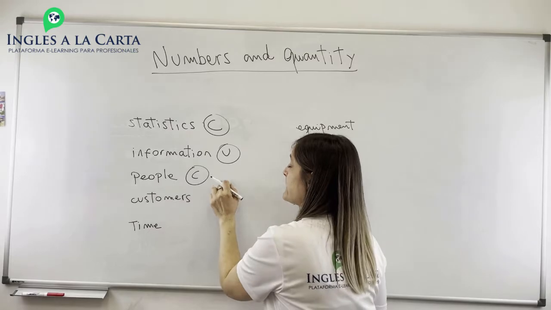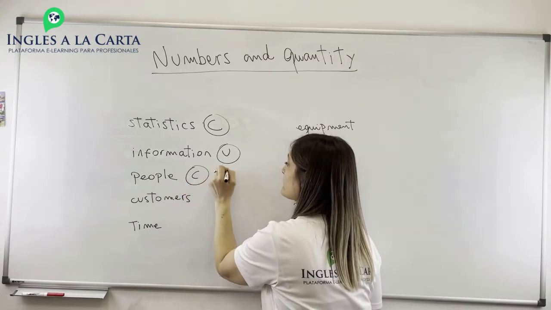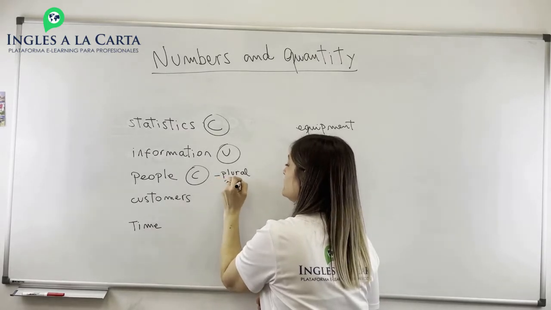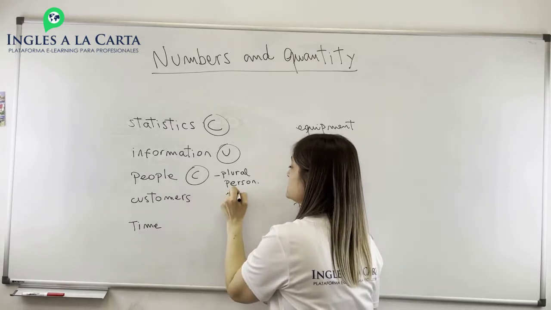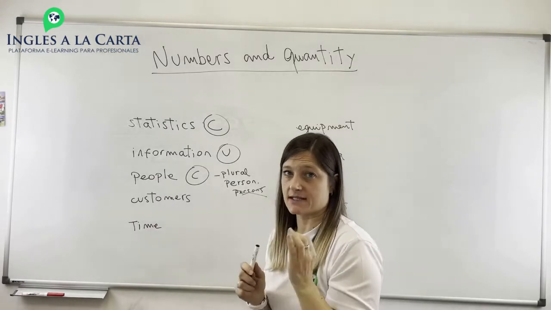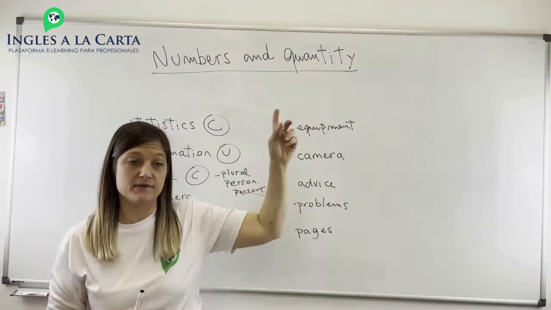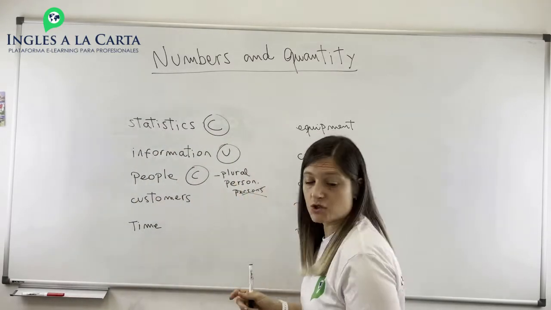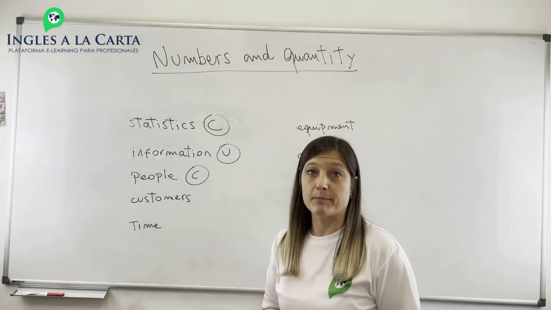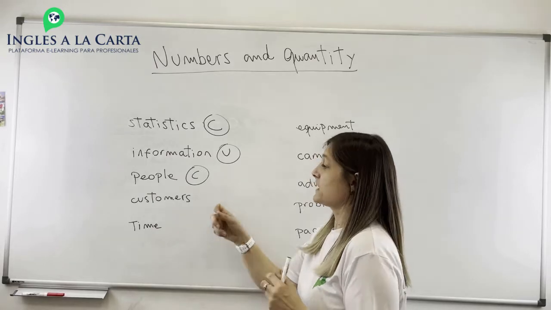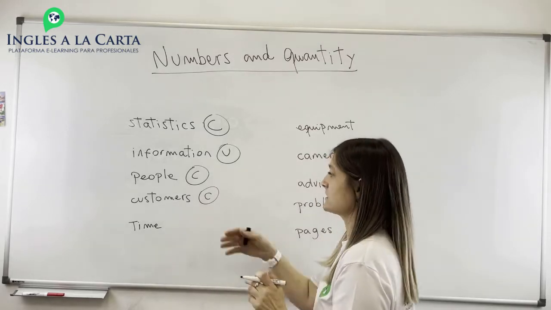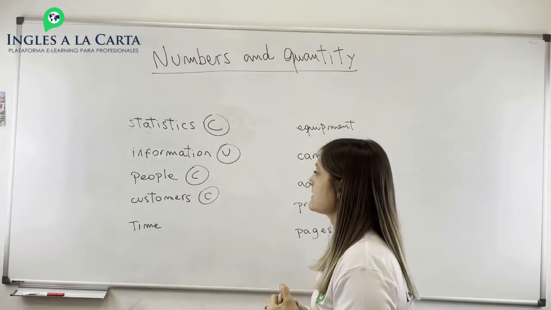Be careful because people is the plural of person, because "persons" does not really exist. I explained this in a video. I leave it there for you to have a look. So, people is countable. We can say there are 3 people in the room, right? Customer, it's countable. People and customers, we're talking about more or less the same thing.